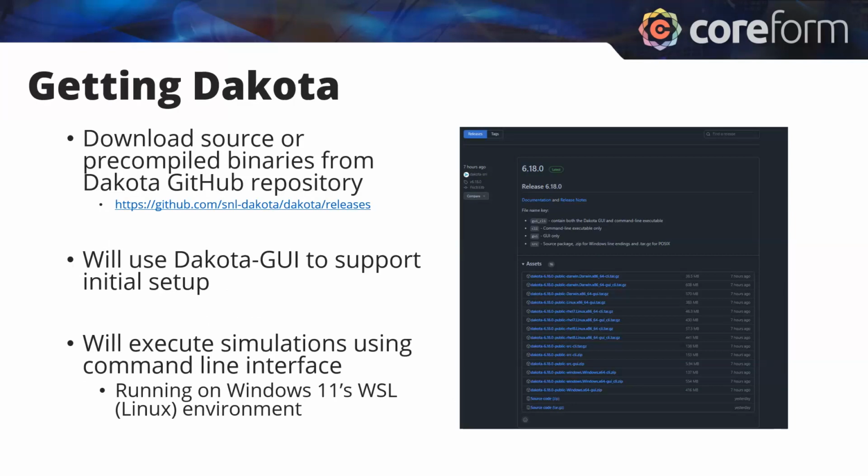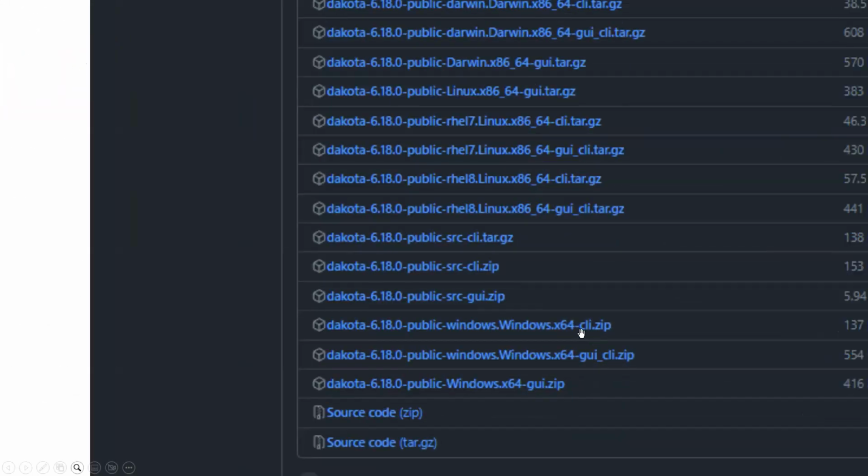So if you want to get DAKOTA, their latest version 6.18 just came out a few weeks ago, and I think is now officially released. You can download either the source or these precompiled binaries from the DAKOTA repository on GitHub. You'll notice in the naming here, they've got your different distributions, and some of these will say GUI, or just CLI, or GUI and CLI. So if you want to install this on your Windows machine and have the GUI available to you, you might look for those under GUI.